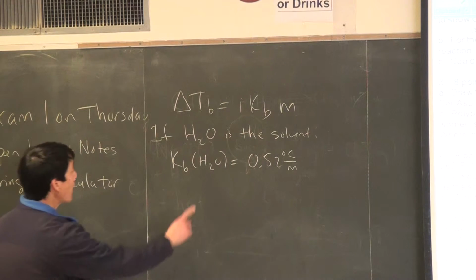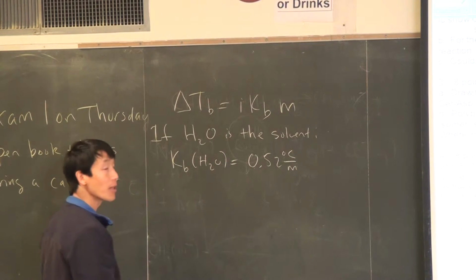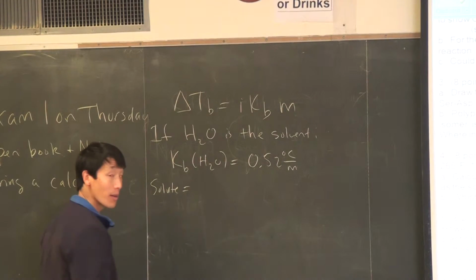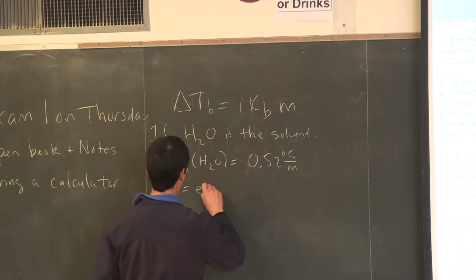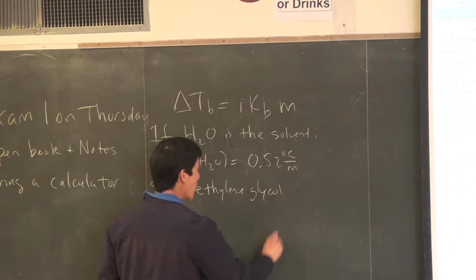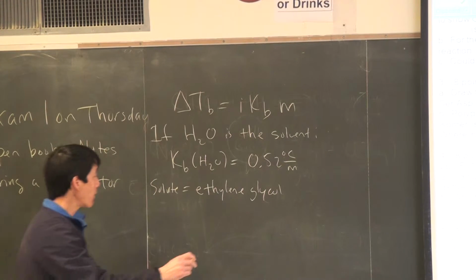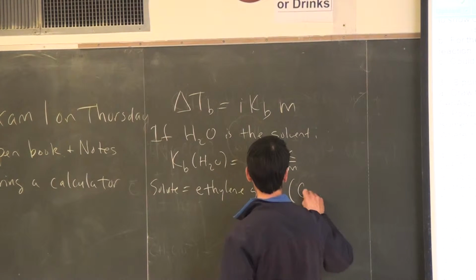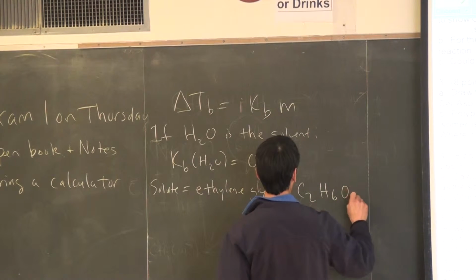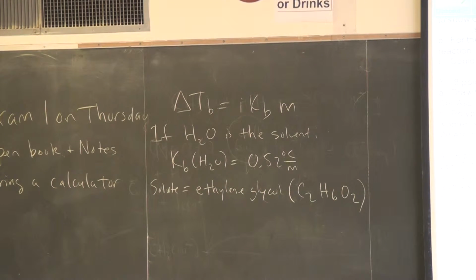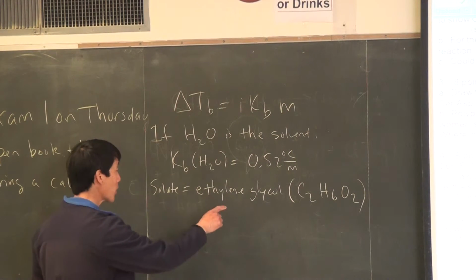Okay, so if H2O is the solvent, what's the solute? The solute is going to be the ethylene glycol. Now we used to do it in the antifreeze lab in Chem 1B. We don't do that anymore. But anyway, the chemical formula of ethylene glycol is C2H6O2. So, can we figure out the i value of ethylene glycol? Okay, why is it 1? Yeah, that's a molecular compound, so i equals 1.